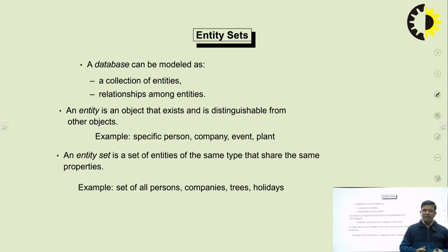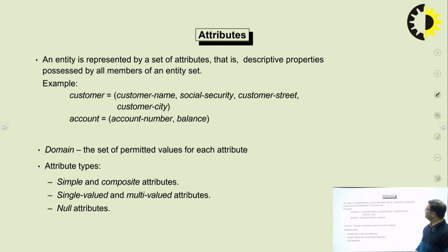An entity is an object that exists and is distinguishable from other objects. For example, an entity is in a tabular format. An entity consists of various attributes. The attributes may have some entries. An entity set is a set of entities where different entities are combined with each other. Like a database is a set of entities, or a database is a set of tables, and these tables or entities are interrelated with each other.